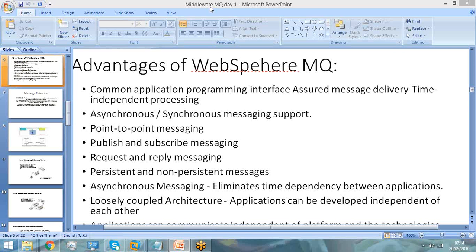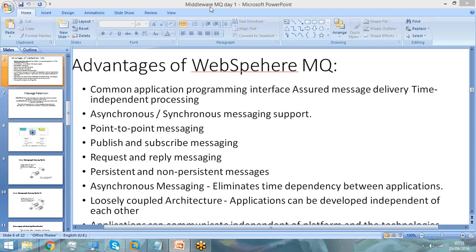Yeah. Carry on. Next one is asynchronous messaging support. It supports both asynchronous and synchronous modes of communication. You can design your application in such a way that it uses asynchronous or synchronous, but mostly in MQ you would be using the asynchronous mode of communication.